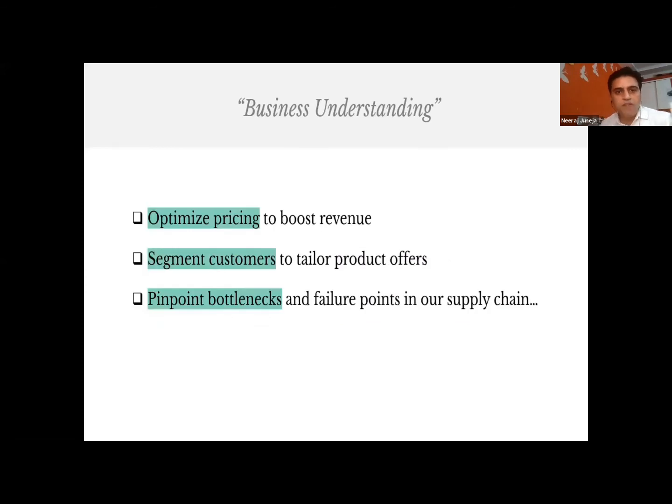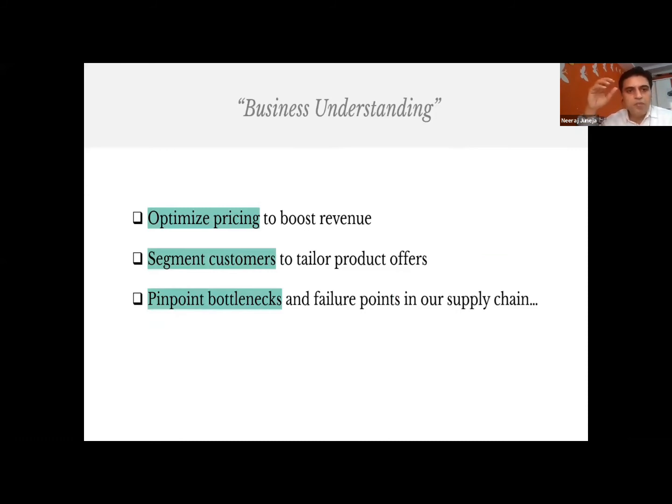Now, what kind of problems, right? So we can have a problem where we need to optimize the pricing to boost our revenue. So this is one of the problems, right? Because the revenue is falling because the pricing which the company has kept is not optimum. So it has to optimize its pricing, and then only the revenue can be boosted.